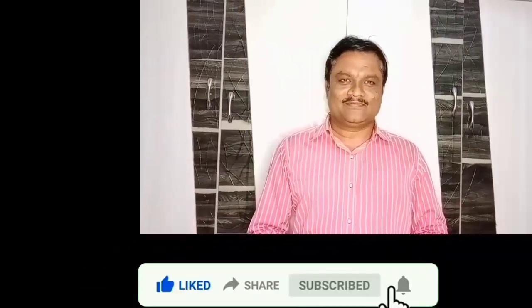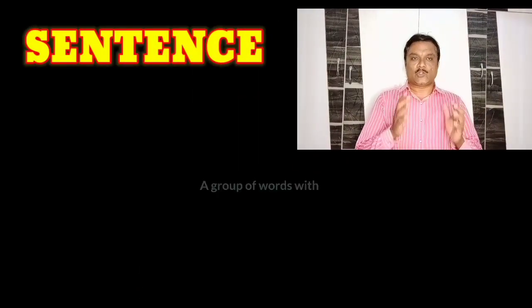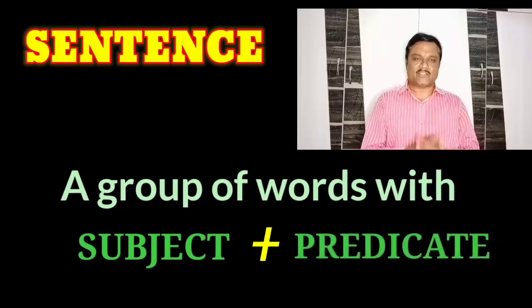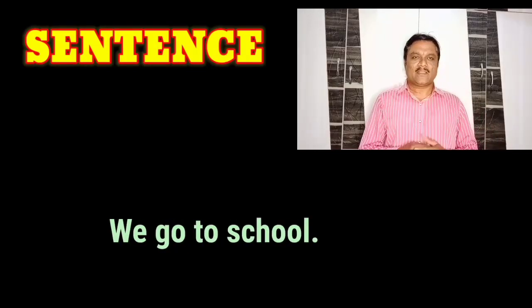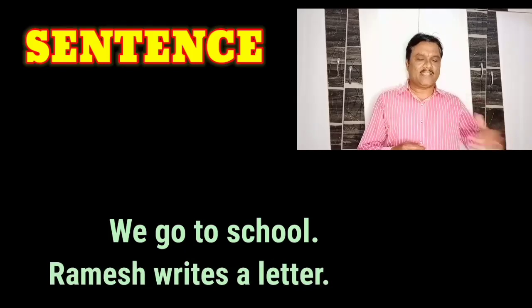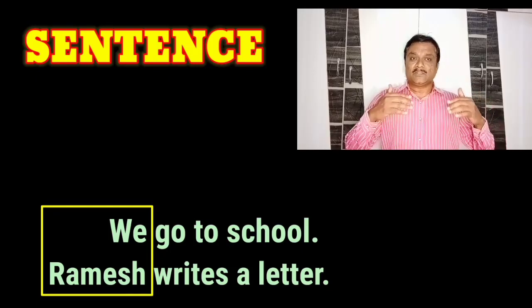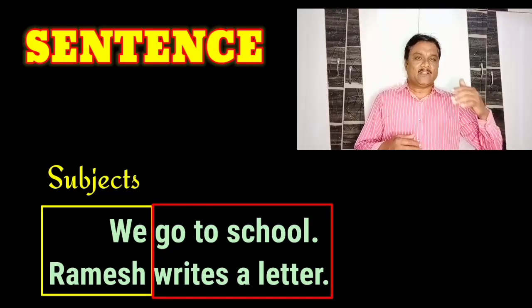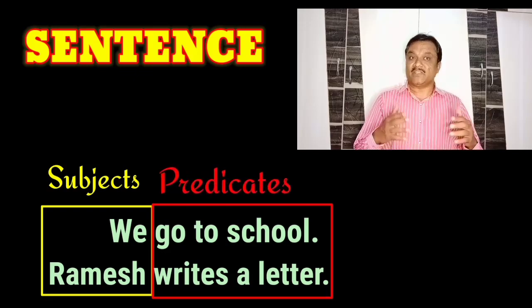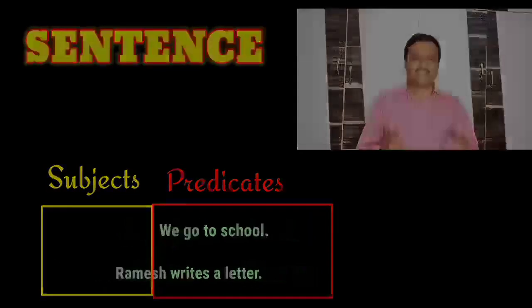And now, it is the turn of a sentence. As we have already seen, a sentence is a group of words with a subject and a predicate. For instance, we go to school and Ramesh writes a letter. In these two sentences, we and Ramesh are the two subjects, whereas go to school and writes a letter are the two predicates. Friends, a detailed video is being prepared on the topic of subject and predicate.